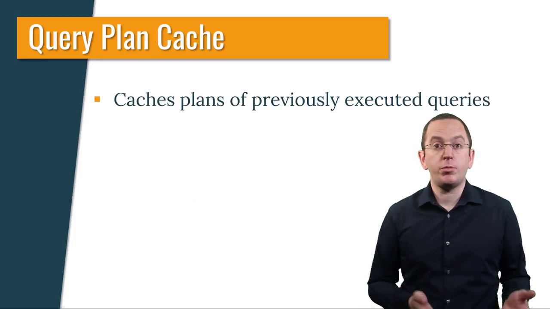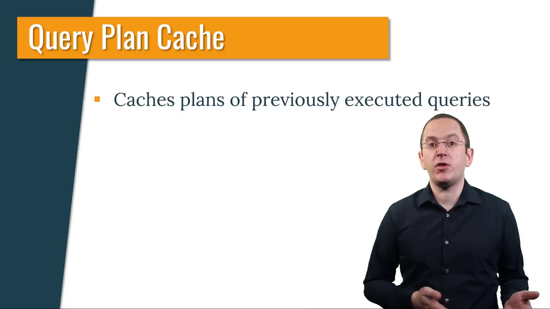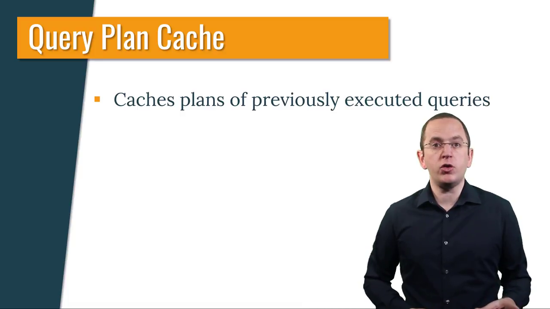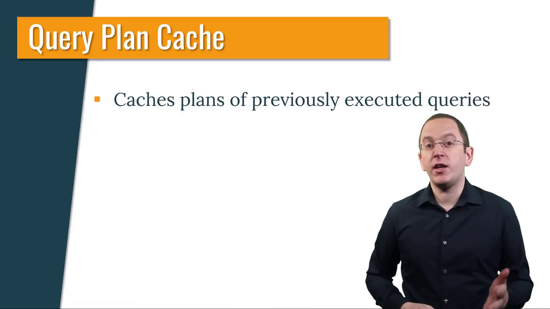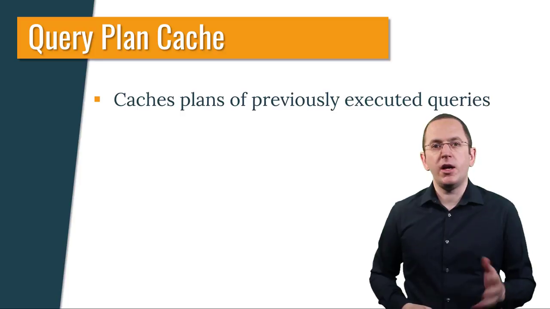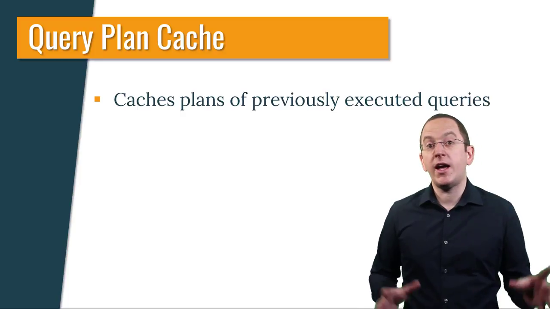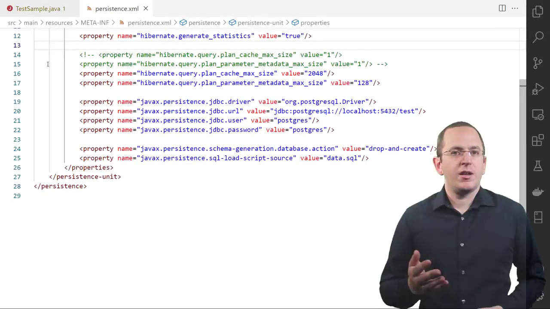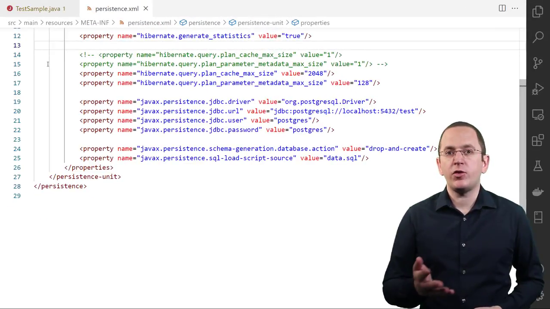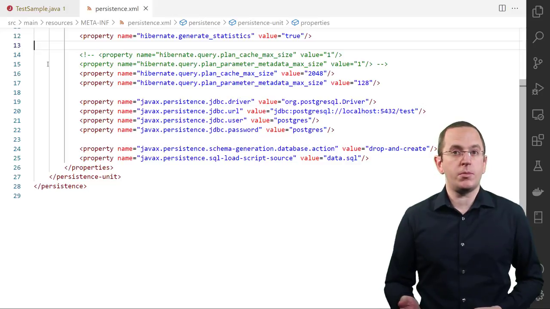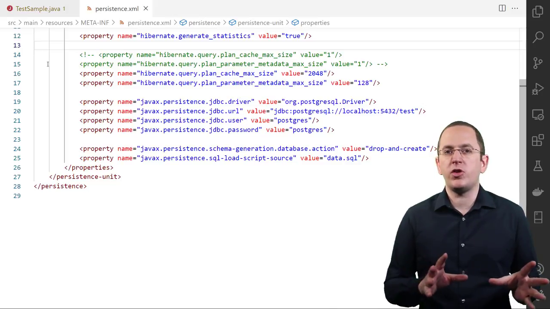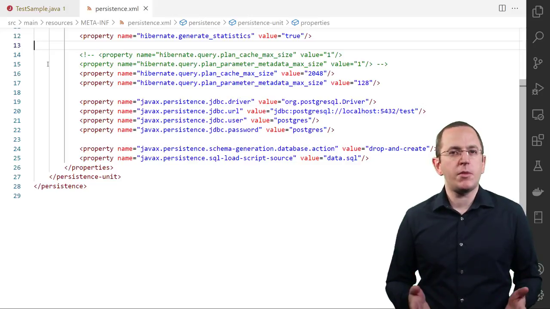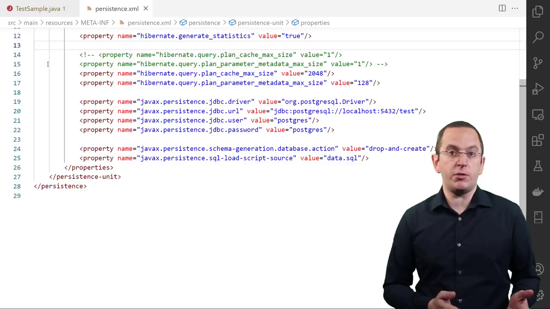Hibernate's query plan cache optimizes this process by caching the plans of previously executed queries. Every time you create and execute a new query, Hibernate first checks if the cache already contains a plan for it. If not, it compiles the query and adds the plan to the cache. By default, the cache is active and stores up to 2048 query plans. This is sufficient to cache the plans of all queries executed by a lot of applications. But it might be too small for huge enterprise applications.